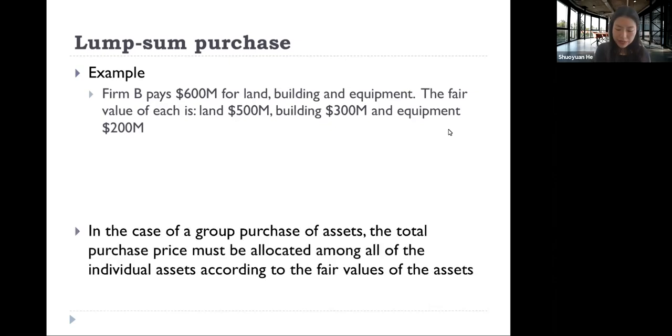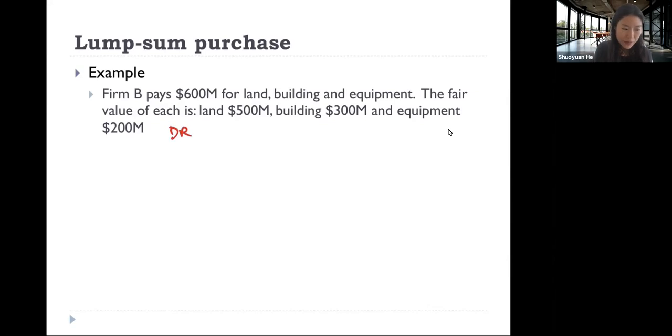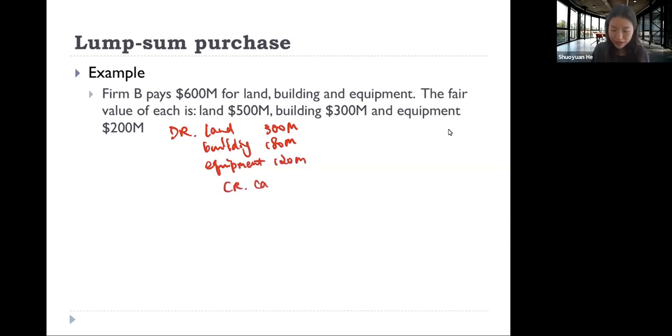So the journal entry here is to debit land for 300 million, debit building for 180 million, debit equipment for 120 million, and credit cash for 600 million. So how do we get this?